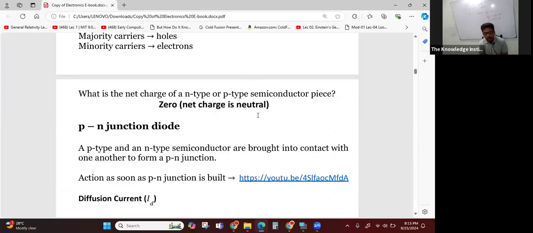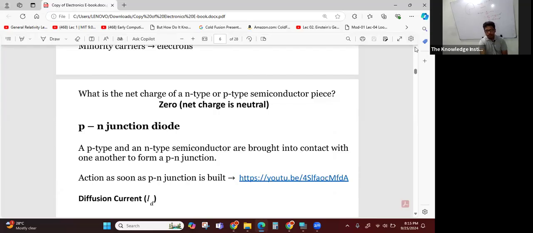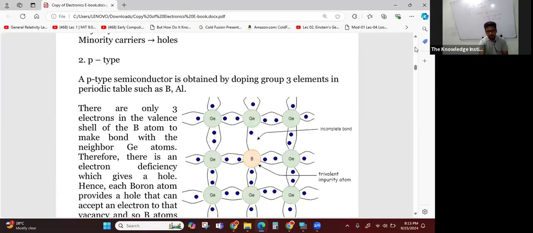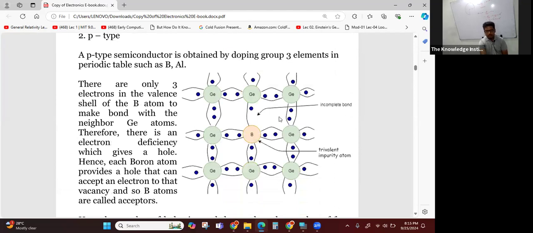Anyway, in an extrinsic semiconductor or intrinsic semiconductor, the net charge will always be neutral. Now suppose you consider this crystal, right? If the boron accepts the electron from the crystal, this boron atom becomes negatively charged, but somewhere an excess hole will be there, because initially equal numbers of electrons and holes are there.